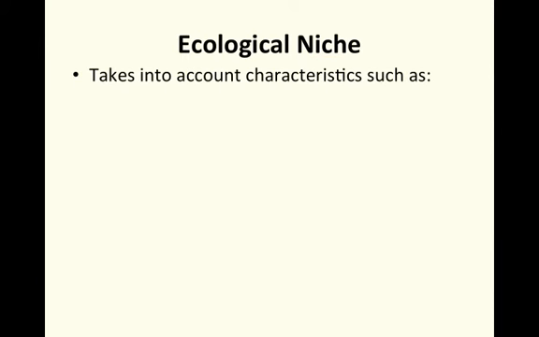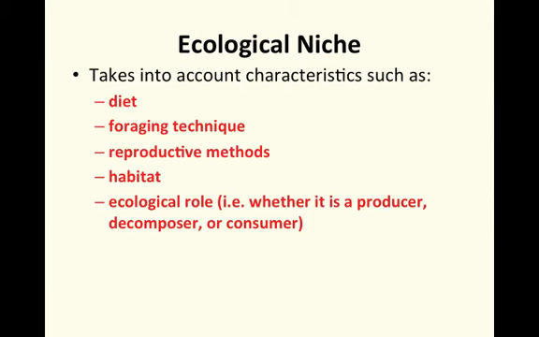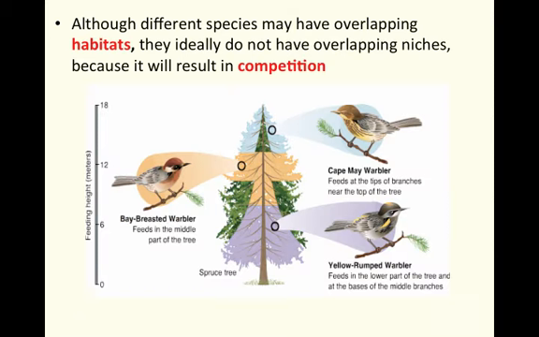So this takes into account different characteristics. Here are some examples: diet, foraging techniques, reproductive methods, habitat, or its ecological role as a producer, a decomposer, or a consumer. So although different species may have overlapping habitats, ideally we don't want them to have overlapping niches, meaning that we don't want them to forage in the same areas, because this will result in competition.